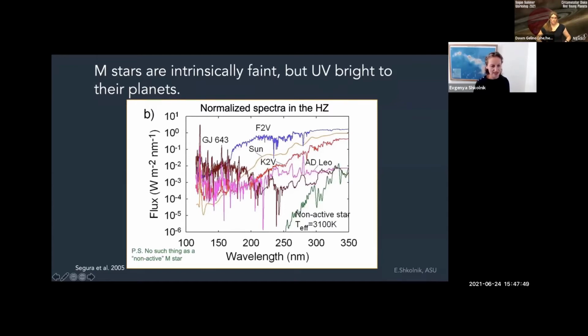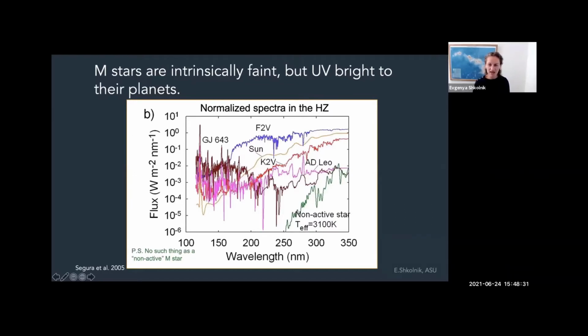And this plot from Segura et al. 2005 shows this very clearly, where you have the sun here in the yellow curve, and in the far ultraviolet, specifically AD Leo, an active M star, and GJ436 are much higher, orders of magnitude higher in the far UV. And that's also the case for the extreme UV as well. I also wanted to point out this green curve that is a model of just the photosphere of an M star, which you might see in the literature called a non-active star. And in reality, there's no such thing as a non-active M star. So these models are always going to underpredict the near UV and the far UV of an M star.